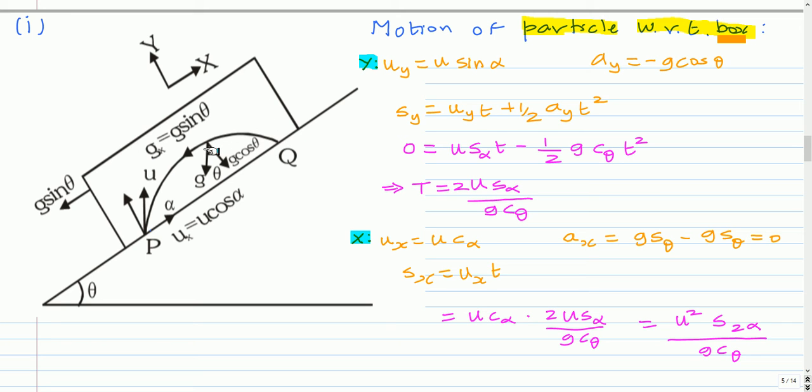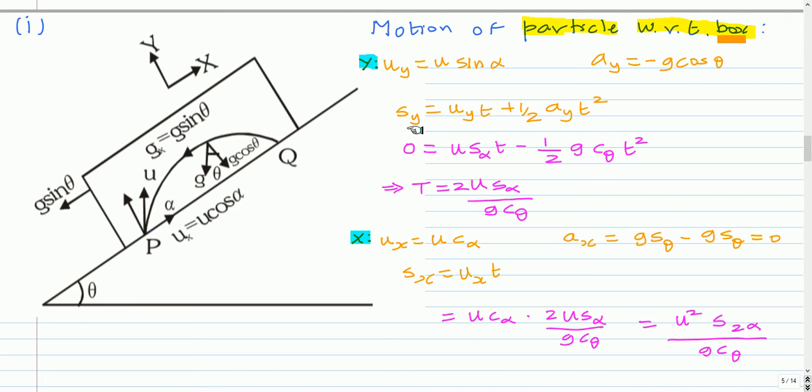So the forces acting on this particle is gravity downwards. Along the direction of the inclined plane it will be g sin theta, and normal to the plane will be g cos theta. So for the y motion, the initial velocity uy is u sin alpha, because this is u cos alpha and this is u sin alpha. And acceleration in the y direction is because of the component of gravity, that is minus g cos theta.